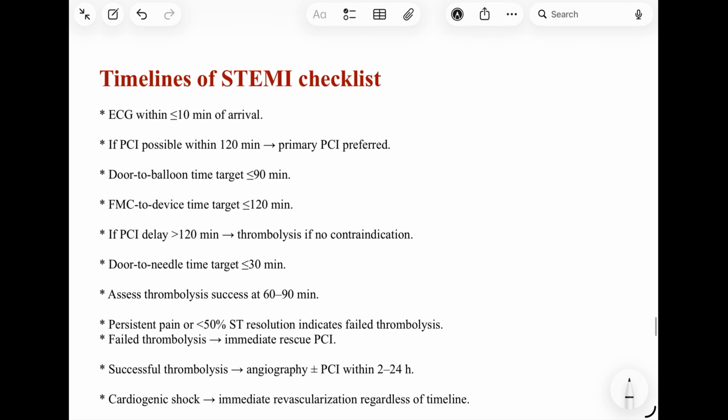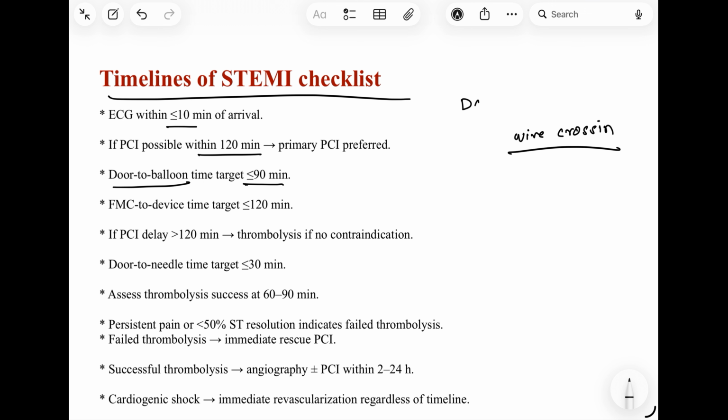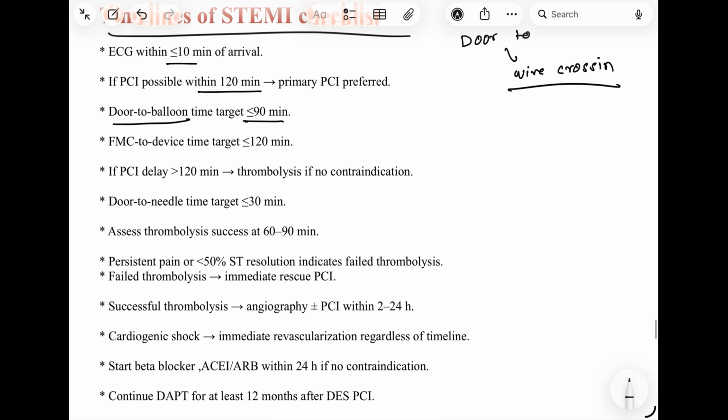Now let's revise the timelines of the STEMI checklist. As we know, ECG has to be done within 10 minutes, and if the hospital is equipped with a cath lab, then we have to perform PCI within 120 minutes, right? The door to balloon time is less than 90 minutes, right? In some cases they can ask you wire crossing, so it is the same as door to wire crossing or door to balloon time, right? Then first medical contact to device time should be less than 120 minutes.